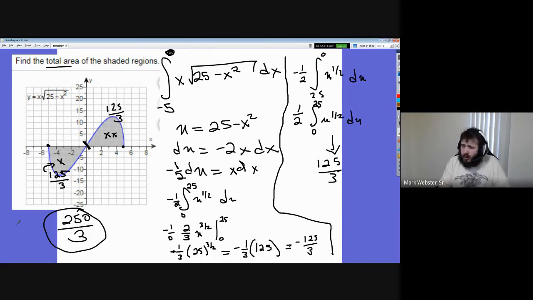So if they're talking about the total area, what they're asking you to do is consider the positive parts and the negative parts separately and just do them separately, just like I did. All right. Let me move on to the next one here.